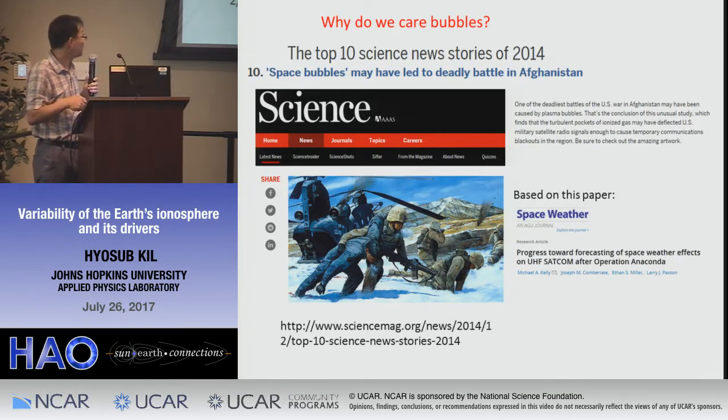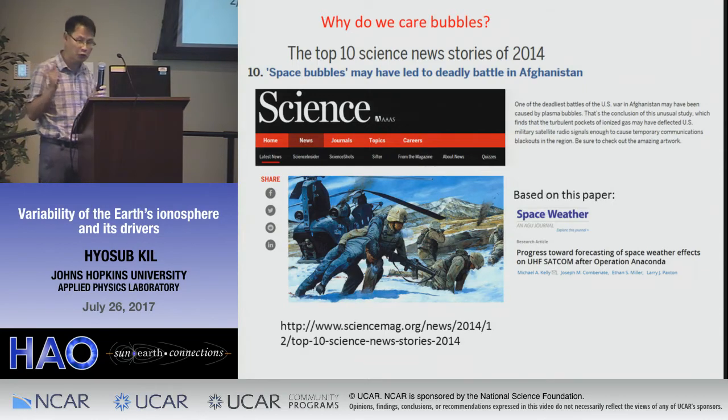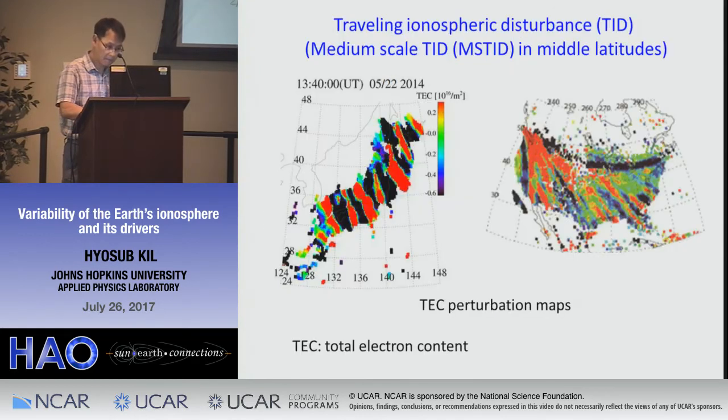So many people died because of this communication problem, and this article says plasma bubbles may be the cause of the communication problem. But I don't know whether it's true or not, whether it's due to the plasma bubbles or whether sporadic phenomena can be the source. But this story may tell us why plasma bubbles are considered important. And that's the plasma bubble phenomena in the equatorial region.